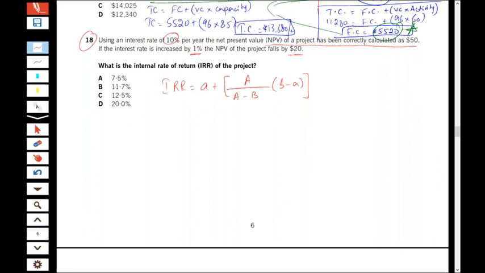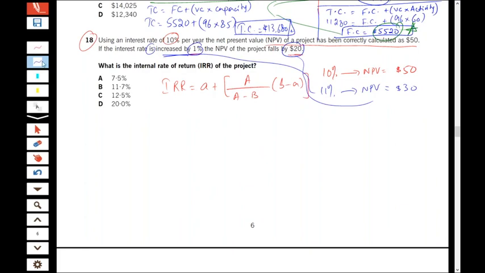I told you that do not run for the positive and the negative answer. See, at 10%, your NPV is 50. And it is saying that if interest rate is increased by 1%, that means 11%, your NPV will fall by 20%. That means it will be at 30. Now both are 30. Sorry, both are positive.